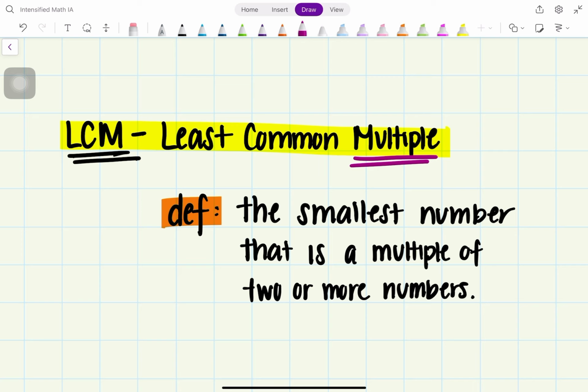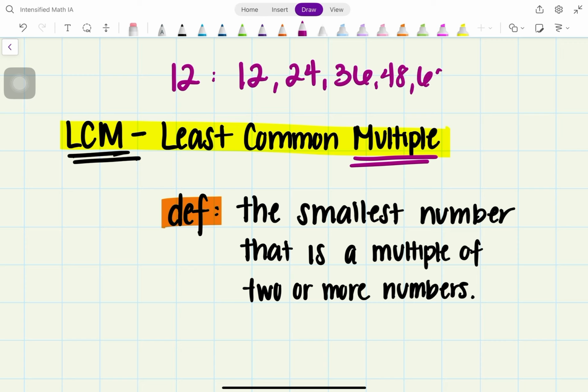So when I'm talking about a multiple, I'm talking about what I can multiply my number with to give me a certain product. For example, let's start off with, let's say, 12. Multiples of 12 are 12, because 12 times 1 is 12, 24 because 12 times 2 is 24, 36, 48, 60, and so on. So once again, 12 times 1, 12 times 2, 12 times 3, 12 times 4, 12 times 5, and so on. These are multiples.